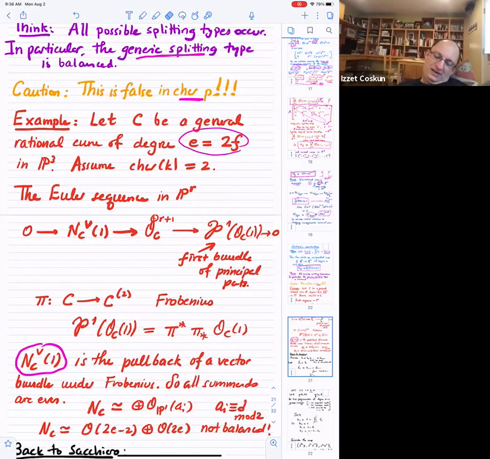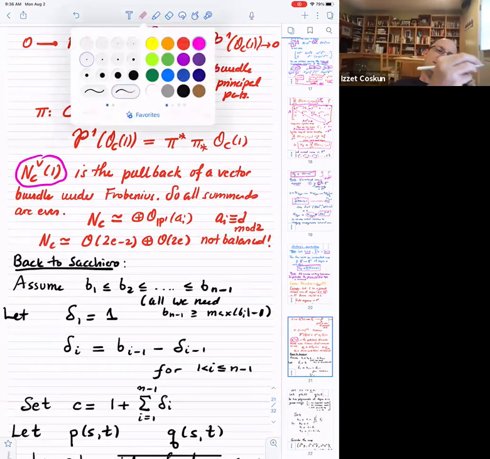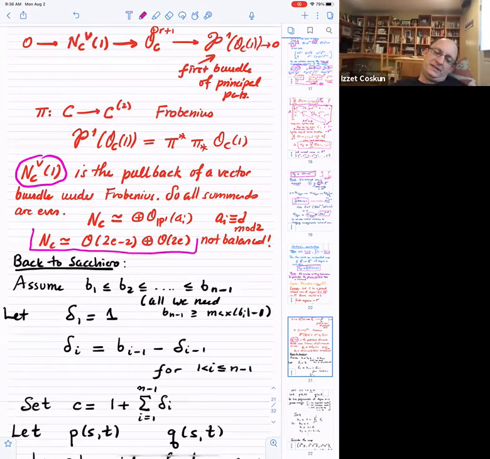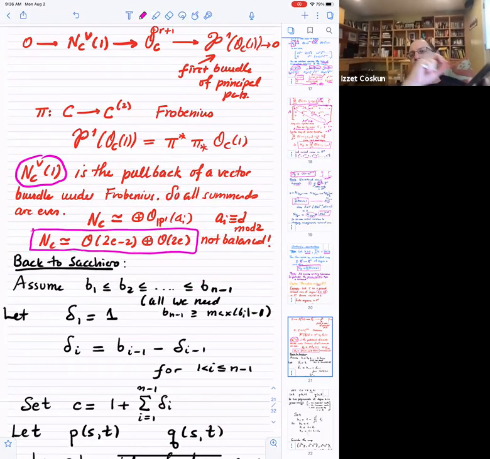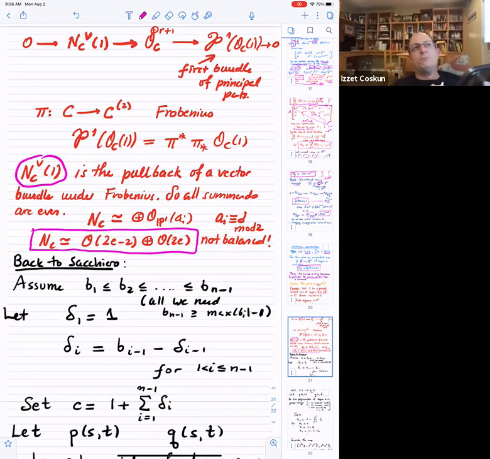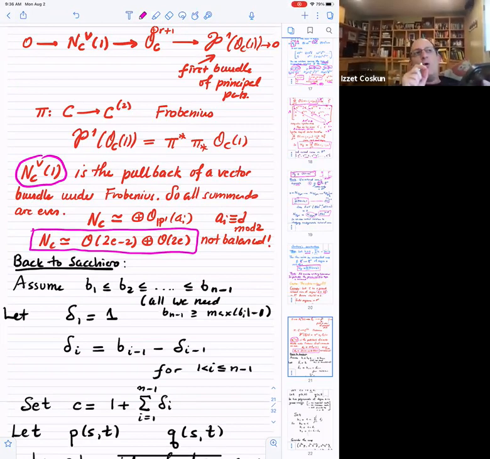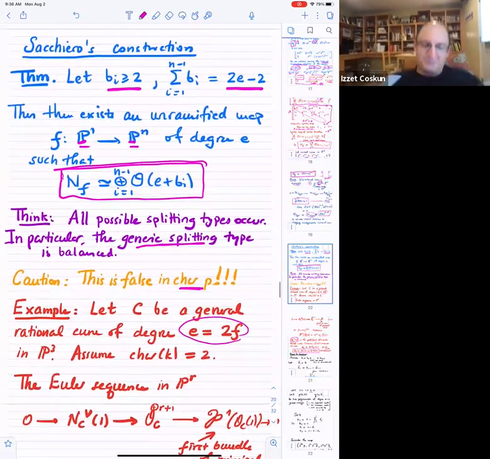And then, what you can prove is that in characteristic 2, the general splitting of a normal bundle for an even degree rational curve in P3 is 2e minus 2 plus 2e instead of 2e minus 1 and 2e minus 1. The reason for this is that one of these bundles or a related bundle has to be the pullback of the Frobenius, so that all the degrees have to be even. So in characteristic p, this kind of thing can be messed up. So you have to be a little bit careful.